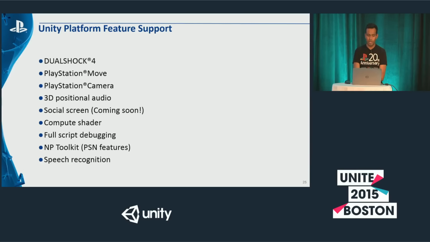There's also a plugin for NP Toolkit, which wraps all the PlayStation Network online features like leaderboards, friends, commerce, matchmaking, and whatnot. It comes with full source code, so you can change whatever you want. And finally, speech recognition is also supported, with the headset and also the microphone on the camera.